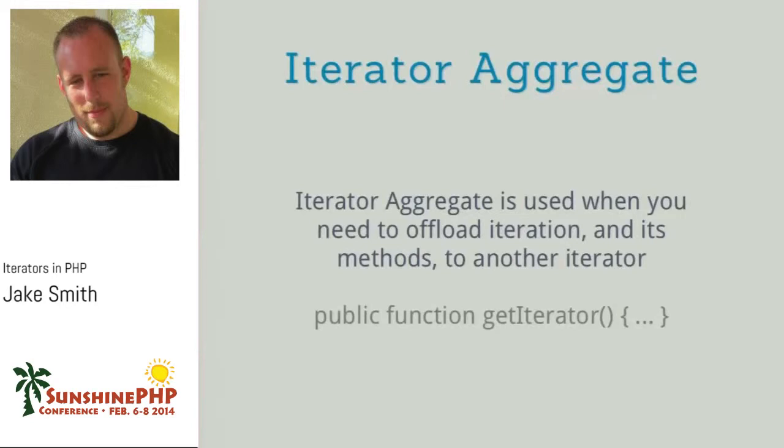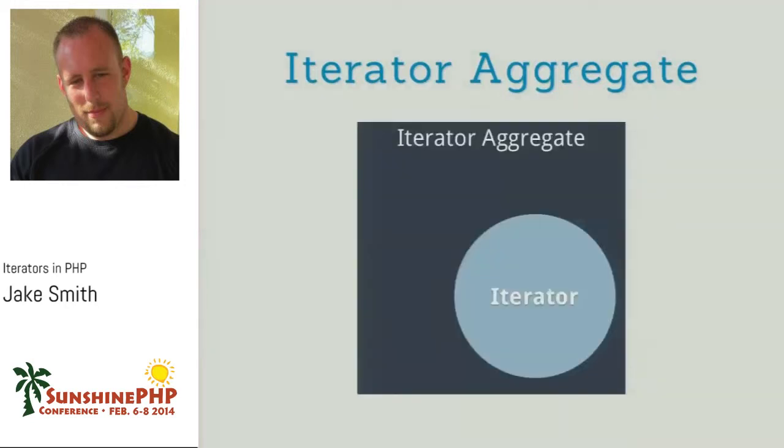So what you can do is have the getIterator method return an iterator, and that is what's used to run all that stuff. You can kind of separate it out. So your iterator aggregate is a container for your iterator. The iterator rotates as you iterate over your iterator aggregate.